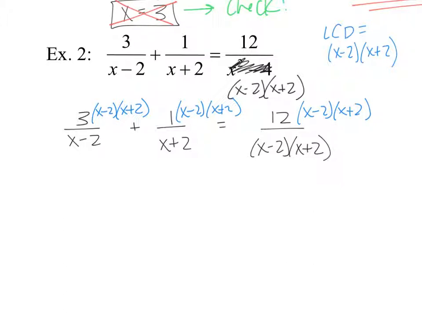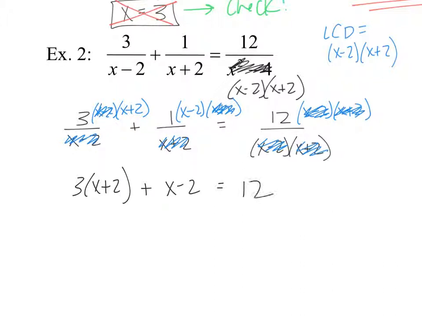Alright, so I've written my LCD next to each fraction, and then again, remember, before you start foiling and distributing and stuff, let's see what cancels. The x minus 2's are gone here, so we're just left with 3 times x plus 2. Yes, I'll distribute that in a second. The x plus 2's are gone here, so we're just left with 1 times x minus 2. And then on this side, the x minus 2's are gone, and the x plus 2's are gone, so I just have 12.